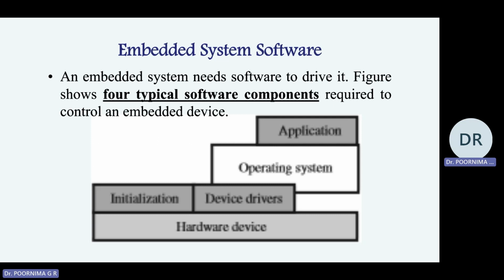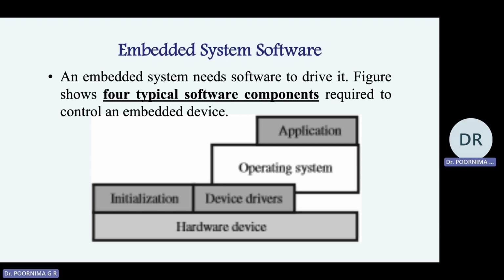An embedded system needs software to drive any operation. If it has to perform, it needs software. So here, if you observe this figure, it shows the complete embedded system software. It should accommodate 4 different components in the software. What are those? The 4 components: you can look at the baseline or the base block.